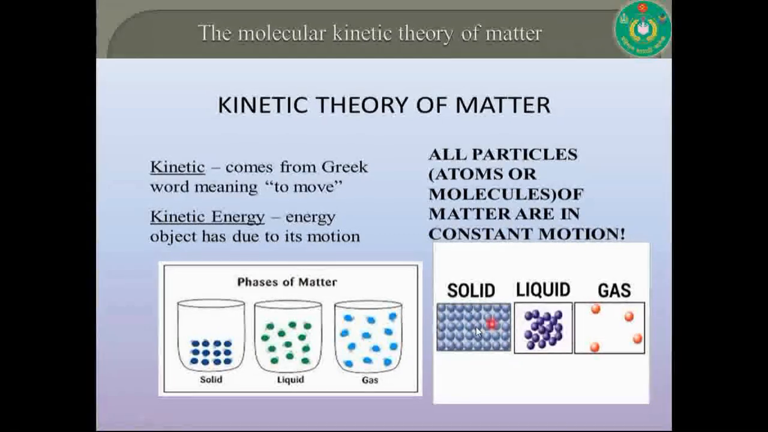For random motion, a molecule can go in any direction, and this path is always a straight line. This is the kinetic theory of matter.